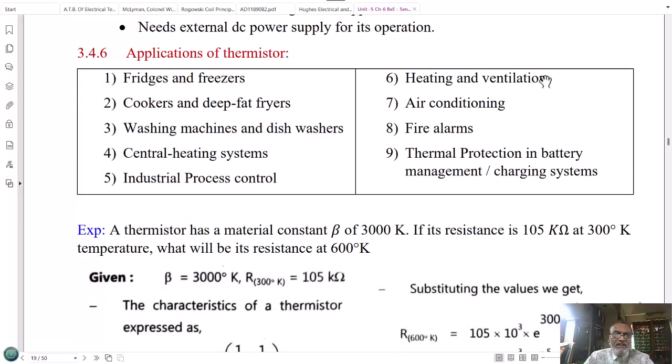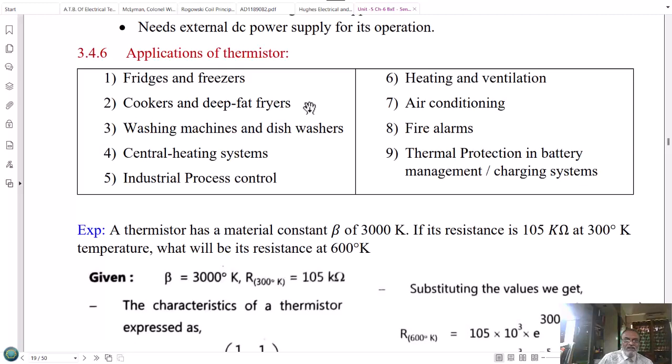typically in fridge and refrigerators as a thermostat. In cookers and deep fryers, they can be used to control the temperature around the set value. In washing machine and dishwasher also, they can be used to control the temperature of the water. At a particular point, they can turn on the heater if the temperature goes below the set value, and if the temperature goes above the set value, they will turn off the heater.